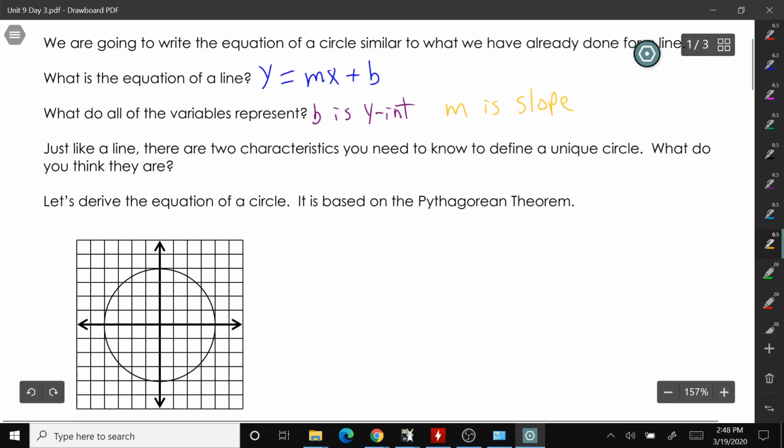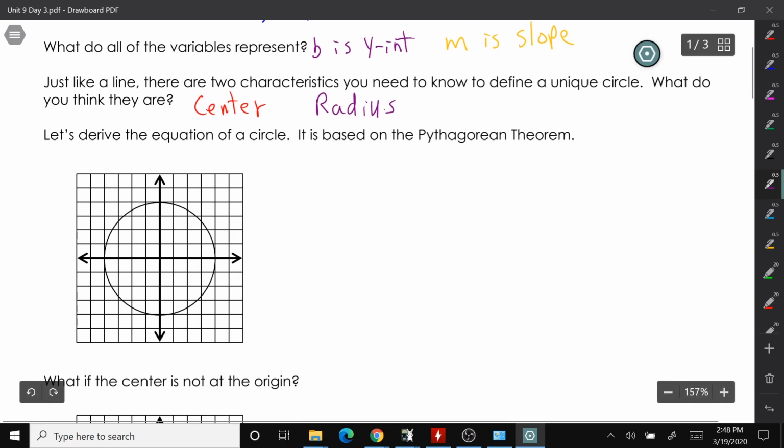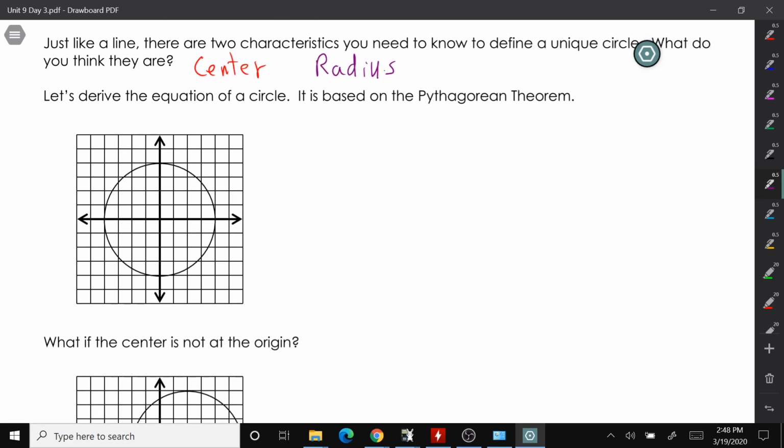Now, when it comes to a circle, the two characteristics we need to know are the center of the circle and the radius of the circle. That will allow us to graph a circle in the coordinate plane. So let's derive the equation of a circle. We're going to figure out where it comes from using the Pythagorean theorem and the distance formula, because remember, the Pythagorean theorem is just a form of the distance formula.